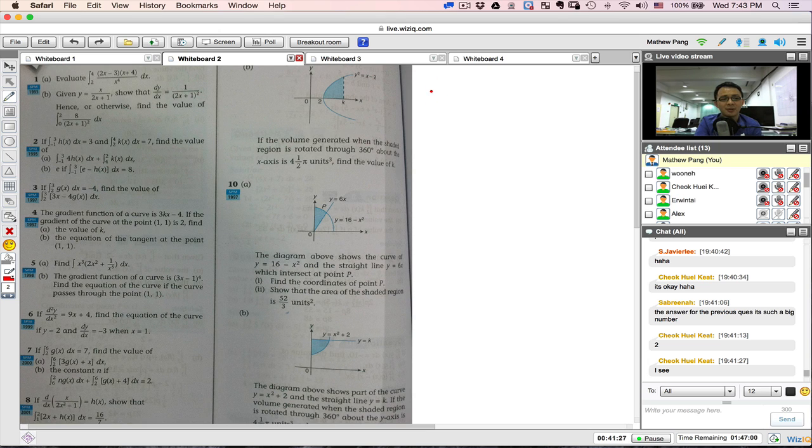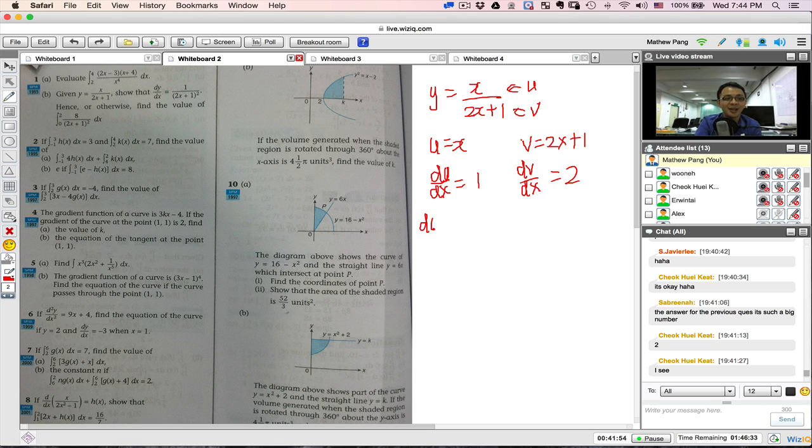Okay, I got y equals x over 2x plus 1. So let us refresh a little bit on differentiation. So this one, obviously this is u, this is v. Okay, u is this one, v is this one. So my u is x, my v is just 2x plus 1. So du dx is simple, it's just 1. dv dx is simple, it's just 2.